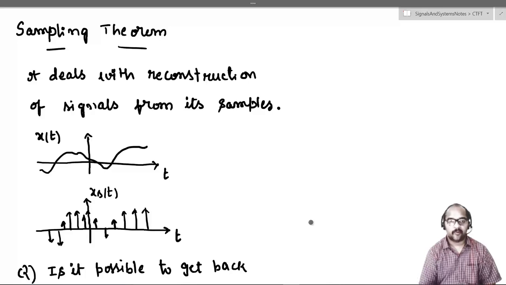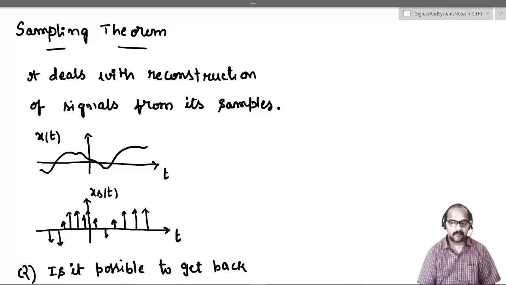Yes, so next let's move on to the next topic, which is the sampling theorem. Sampling theorem deals with reconstruction of the signal from its samples. Let us say x of t is our signal, and its samples are given by xs of t.